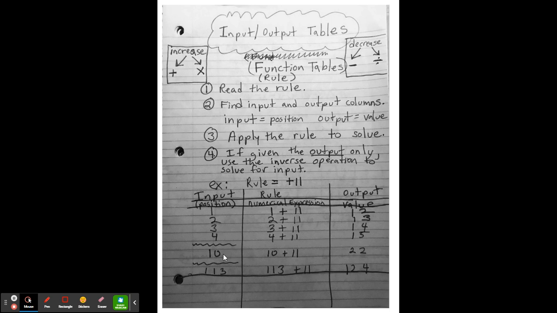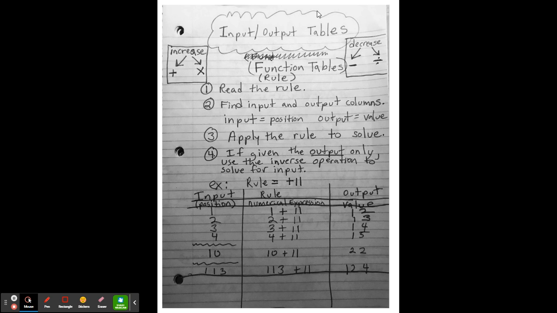Now, you can keep on going for as many numbers as you want, but a lot of times the input or the position might skip around. So if my input turns to 10, then I would do the same thing. I would have my input plus the rule: 10 plus 11 equals 21. It works that way for any rule. And this is an anchor chart that you can copy into your notebook to help guide you when you're solving these sorts of problems.